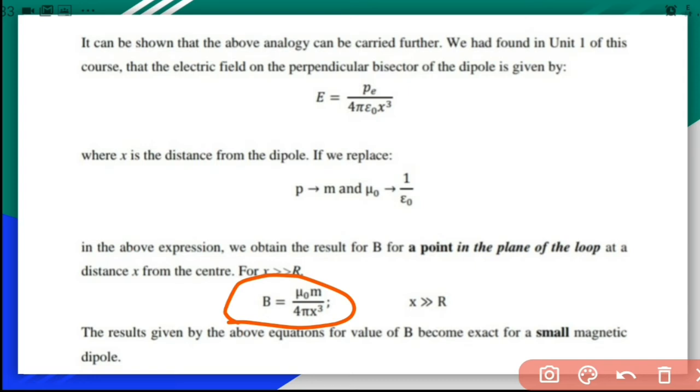So that analogy only we discussed now. All the equations we discussed in electrostatics are analogous to the expressions we are going to get in magnetism. That's what we are discussing, and by just that analogy we can write all the expressions in magnetism.